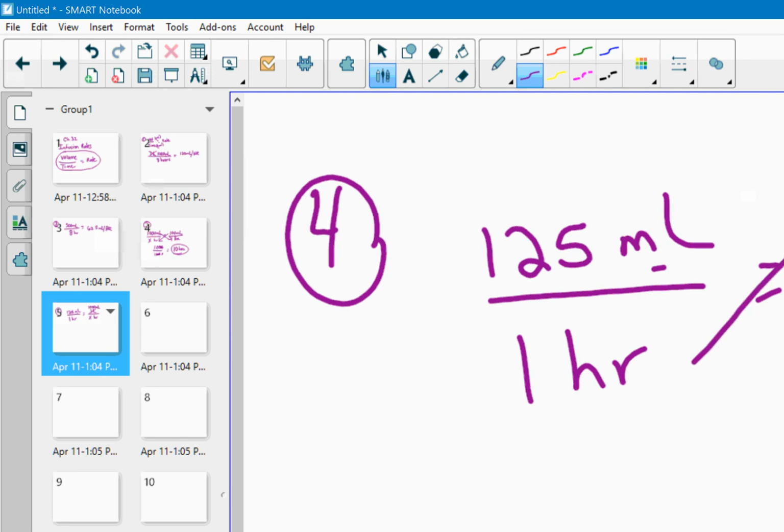Okay, cross multiply. 1,000 times 1 is going to go on top, it'll be 1,000. 125 times X will be 125X. You divide it, you get 8 hours. So we know there's 24 hours in a day, divided by 8. So you're going to need 3 bags.